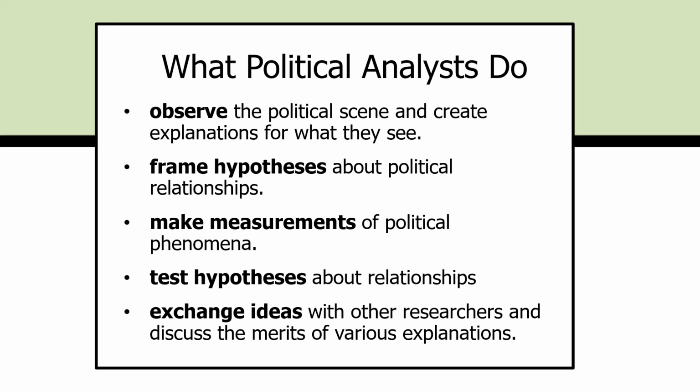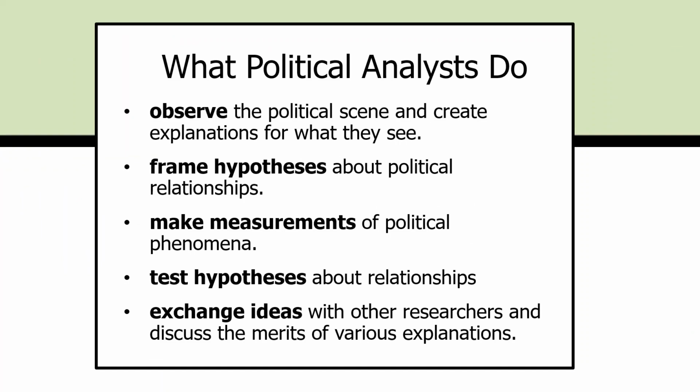These are the sorts of questions we ask all the time as political scientists. As political researchers, we observe the political scene and create explanations for what we see. We might just notice something that varies, and we want to construct an acceptable, plausible explanation for it. It doesn't have to be correct, but it does have to be testable to find out if it's correct. We're going to frame hypotheses about political relationships. This is covered in the text as well: how to correctly frame a hypothesis.